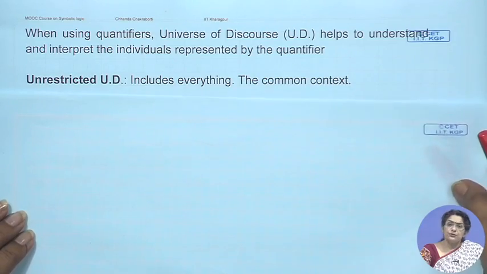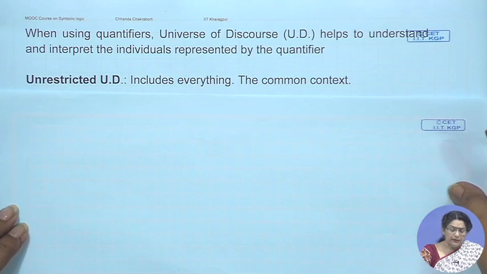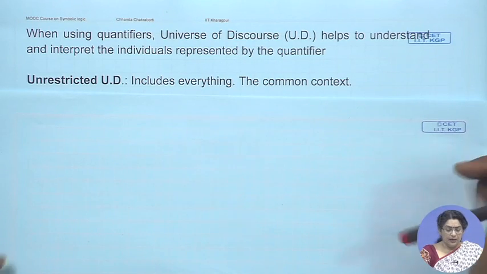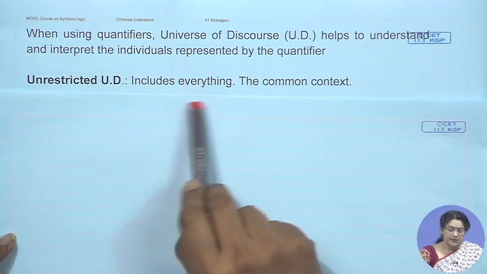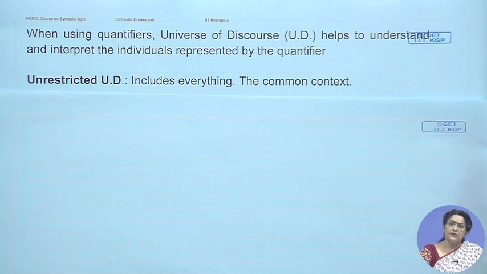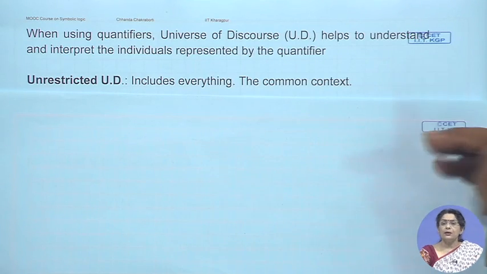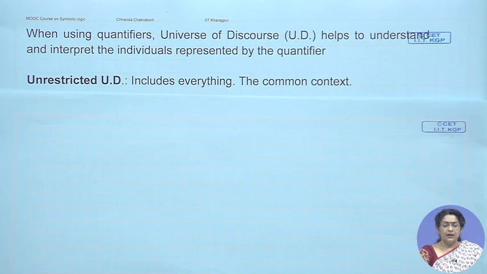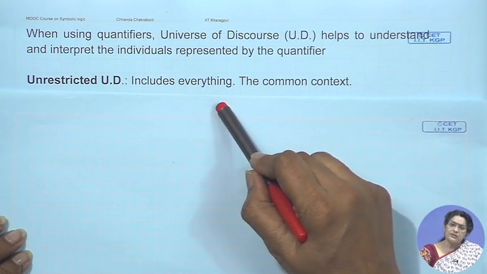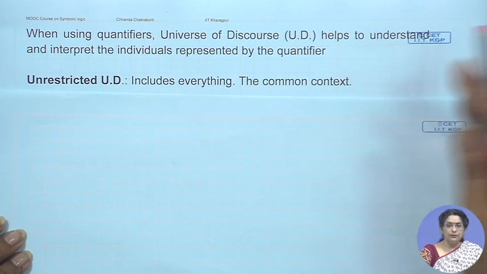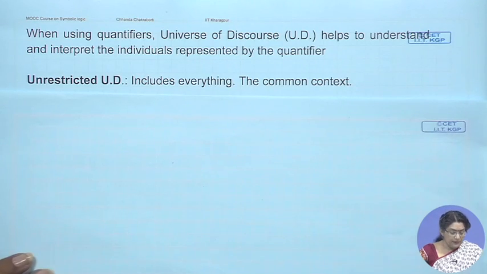Universe of discourse can be unrestricted, as in open. If left open and unrestricted, it includes everything. Everything that possibly you can include in that, which is what we call the common context. When we start a conversation, our context is open. It is assumed to be common to the conversants, right? Between them, they know what is normal and what is common and so on. So, unrestricted UD is sort of like that. You include everything that you intend to be included.